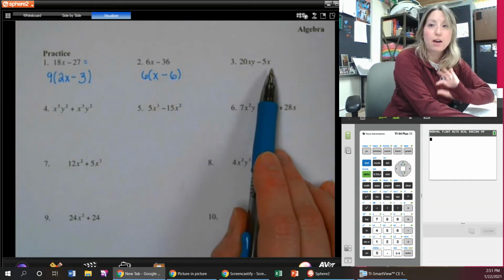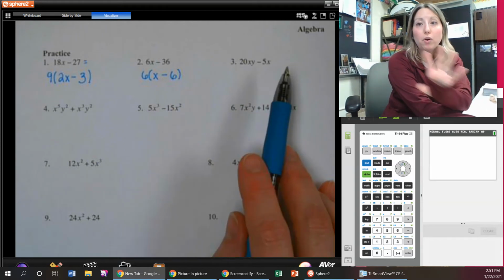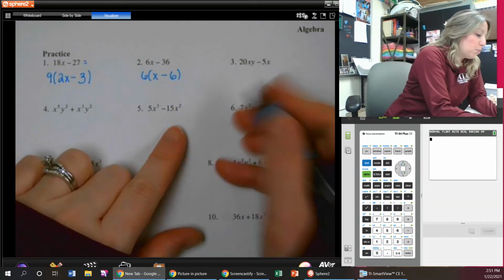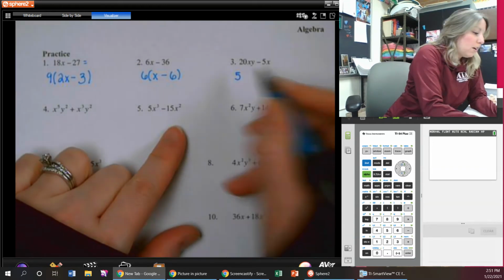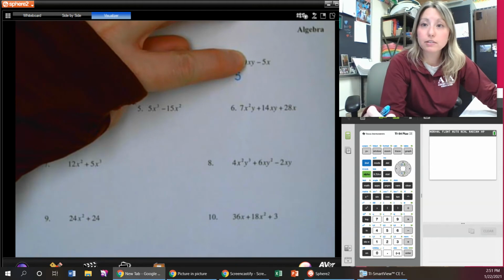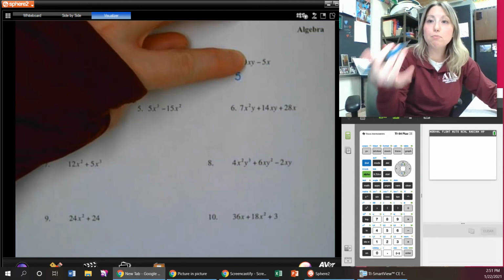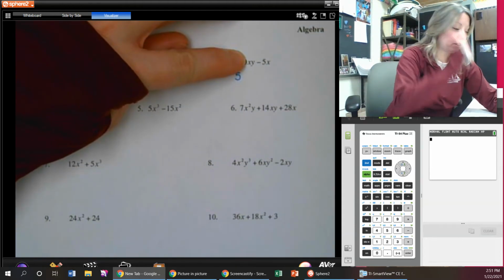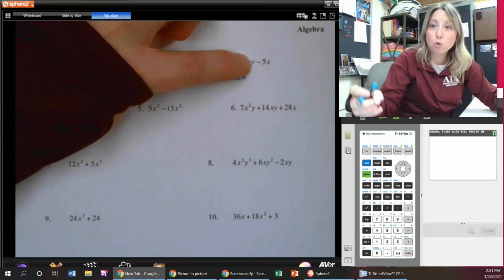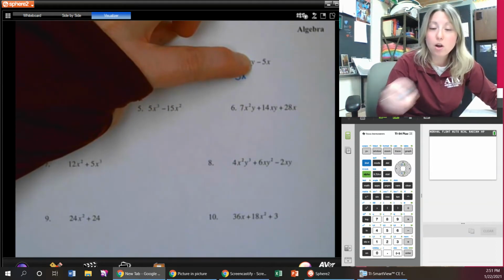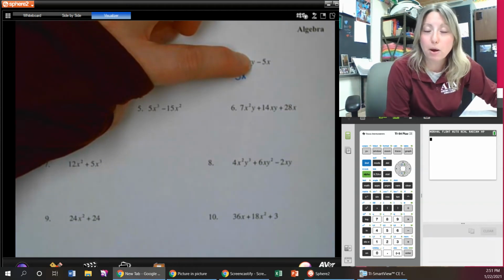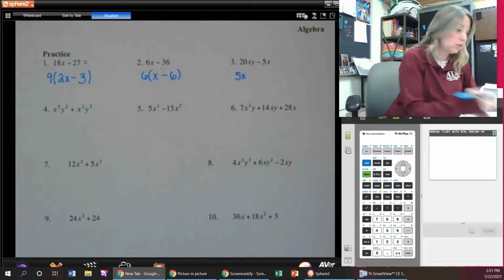20xy minus 5x. Okay, between a 20 and a 5, they are both evenly divisible by 5. So that's the number part. X, Y, and X. Well, do they both have an X? Yes. How many do they both have? Only one. So that's the most that can come out is 1. Do they both have a Y? No. Y is not part of the GCF then. They're not both evenly divisible by Y. So 5x is my GCF.